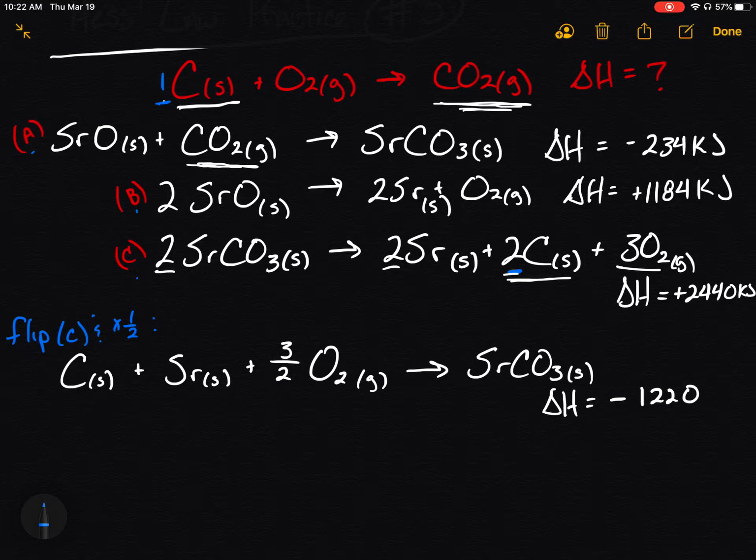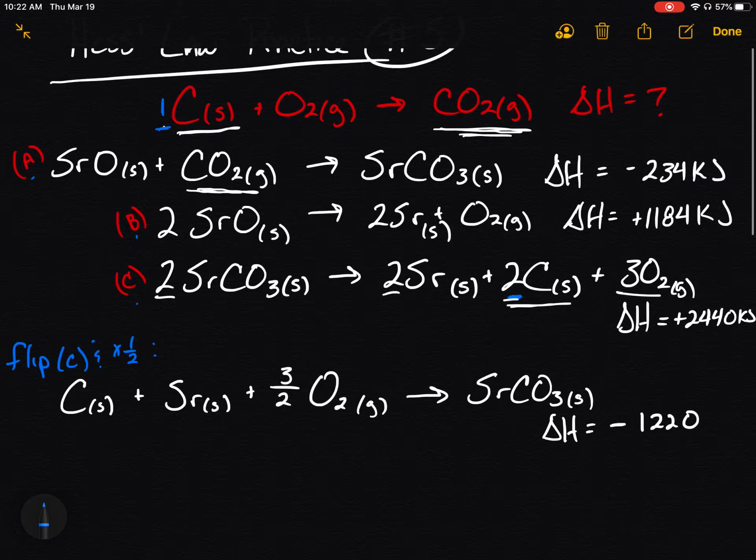I'm going to do something with equation A. And the reason I'm going to do that is because here in this new equation that I just wrote at the bottom, I have a strontium carbonate in the products. And here I also have a strontium carbonate in the products, and the carbon dioxide in the reactants. And in the red reaction, I have a carbon dioxide in the product.